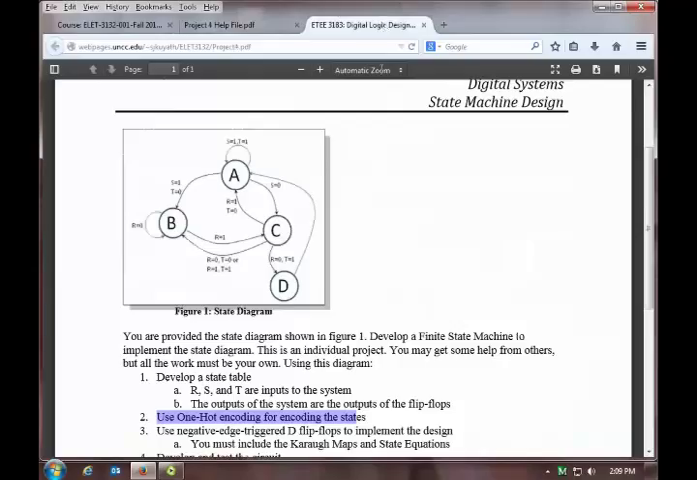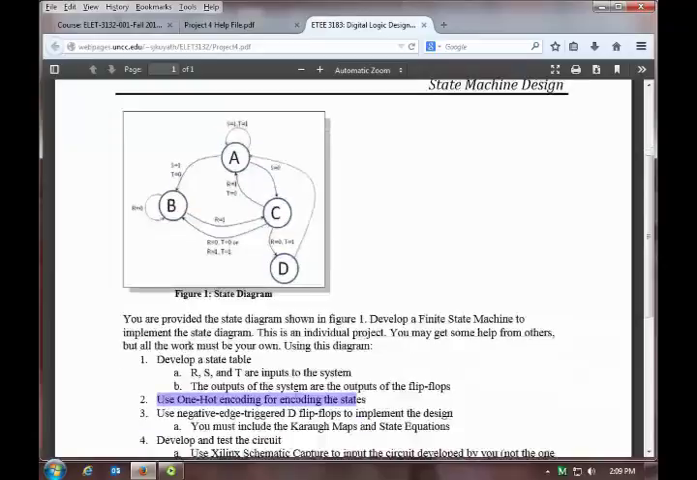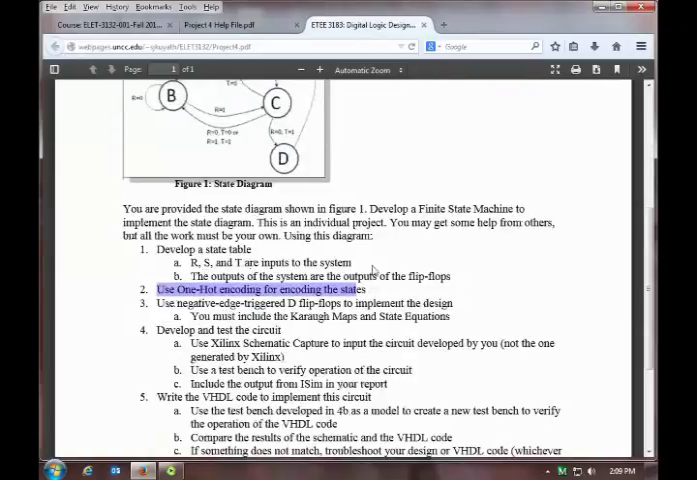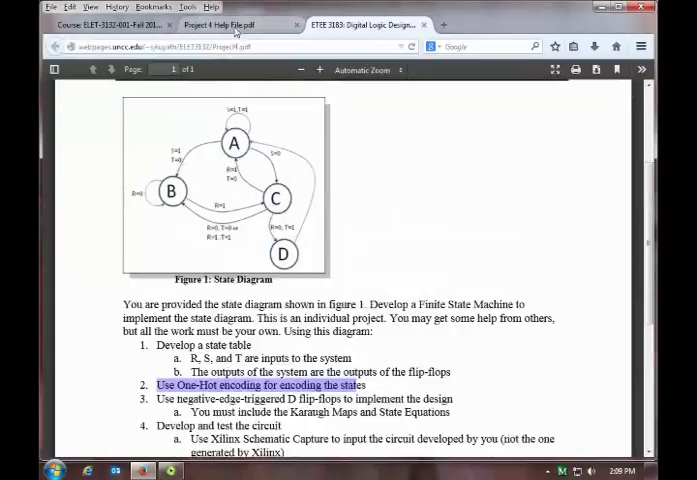I said it's an individual project. You can get help from others, but you gotta do all the work on your own. R, S and T are the inputs. The outputs of the system are just the flip-flops.